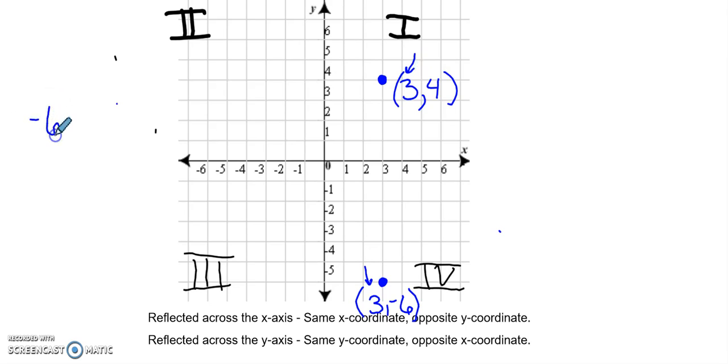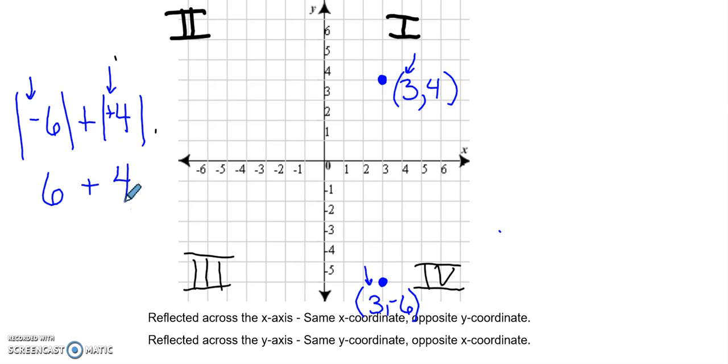-6, 4. If I took the absolute value of the 2 of them, because they have different signs, -6, +4, I would add them. The absolute value of 6 is absolutely positive. The absolute value of 4, also absolutely positive. They are 10 units apart.